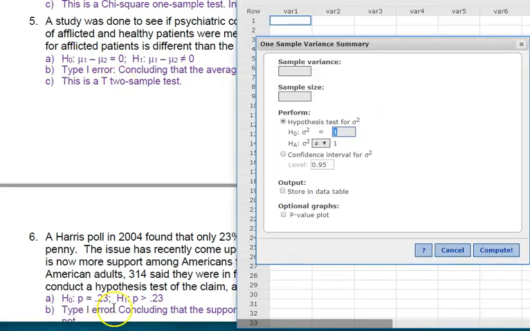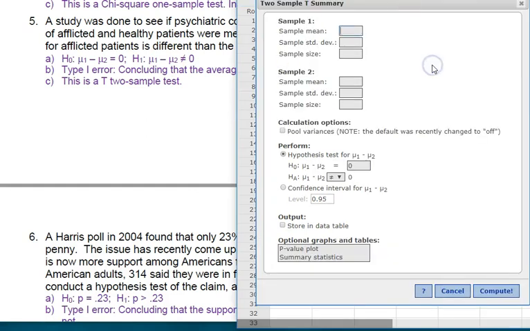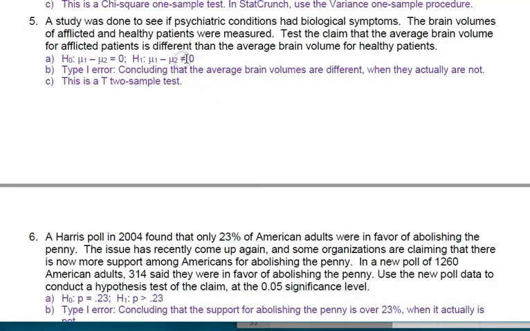And if we pull that up in StatCrunch, we can see what the hypotheses look like. We've got the mu1 minus mu2 is equal to 0 for our null hypothesis. And then for the alternative, we just have to decide what that inequality is. This time it just says that the average is different. Different means not equal to. There are our hypotheses. Then for the type 1 error, that would be concluding that the claim is true, so concluding that the average brain volumes are different when they actually are not.